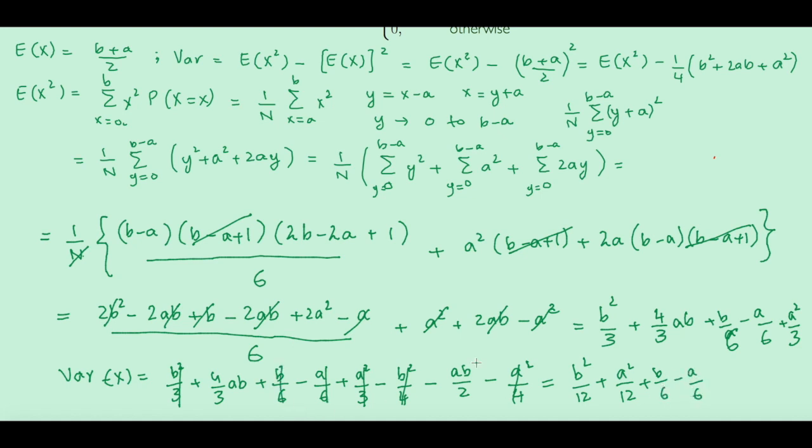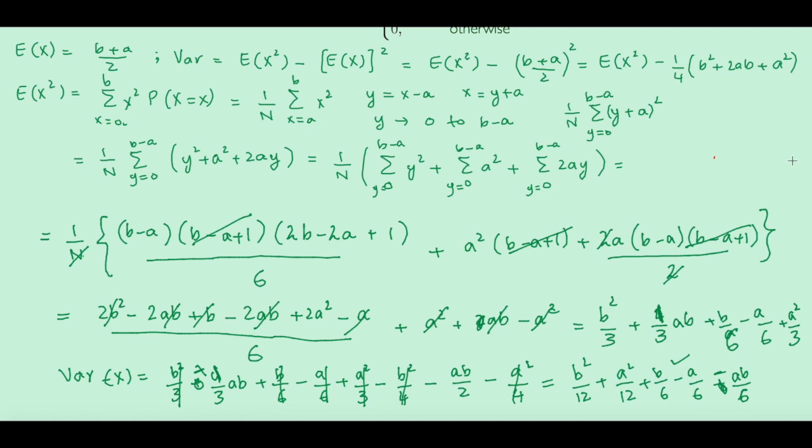And for the ab terms, 4 over 3 minus 1 over 2 gives minus ab over 6. Yes, okay. So now this is our form of the variance here.